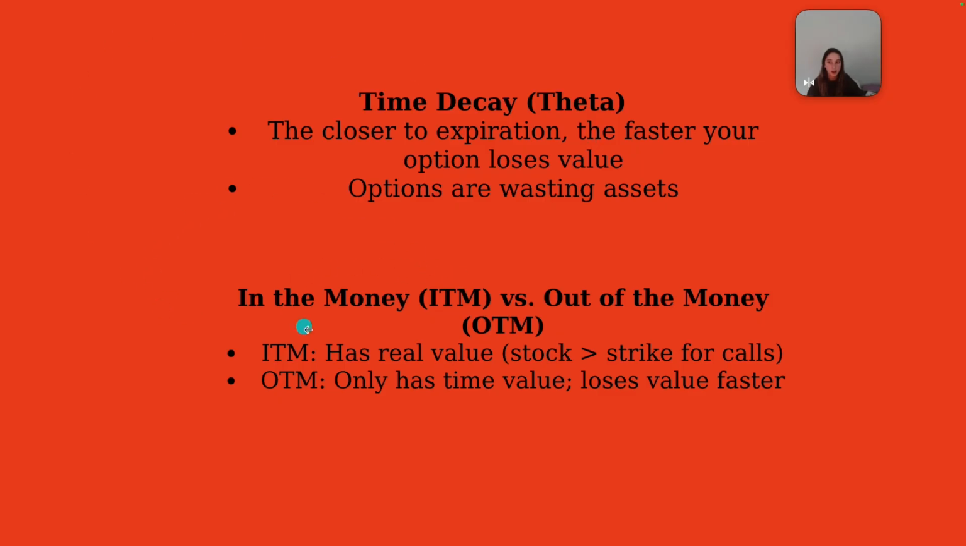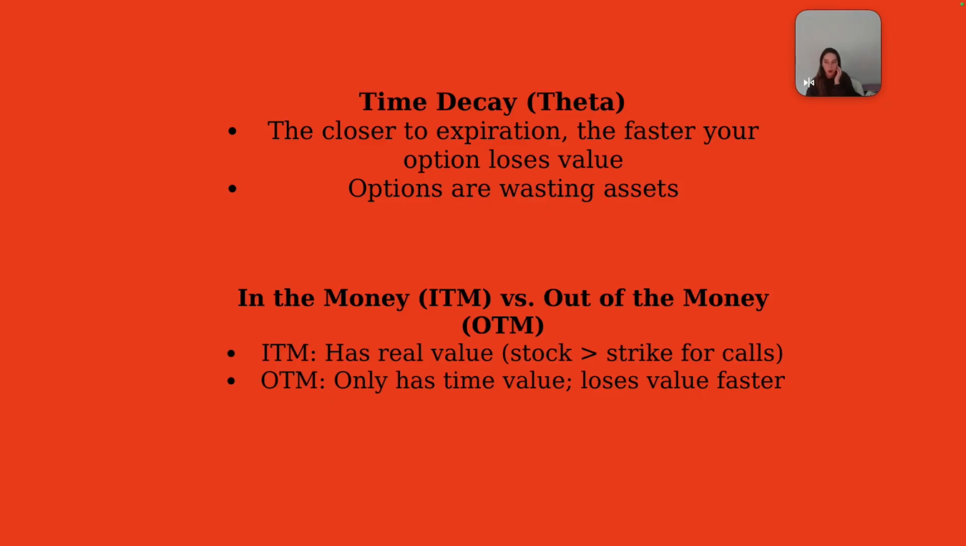So, in the money versus out of the money. This is something I kind of touched on earlier. In the money has real value: stock over strike for calls. That means the stock price is already above your strike price. So if we were to buy that 530 QQQ call, but QQQ is sitting at 532.50, that is in the money because the share price is already above the strike price of your contract.